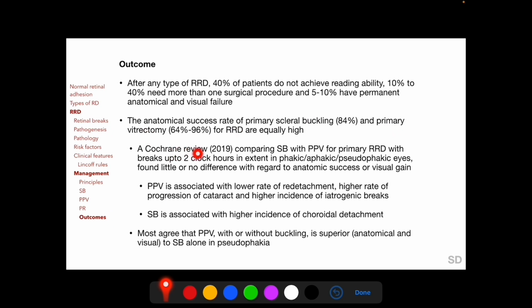A Cochrane review in 2019 comparing scleral buckling with pars plana vitrectomy for primary RRD with breaks up to 2 clock hours in extent in phakic, aphakic or pseudophakic eyes found little or no difference with regard to anatomic success or visual gain. In this study, PPV was associated with a lower rate of redetachment, a higher rate of progression of cataract, and a higher incidence of iatrogenic breaks. On the other hand, scleral buckling in this study was associated with a higher incidence of choroidal detachment, but most agree that PPV with or without buckling is superior to scleral buckling alone in pseudophakic RRD.